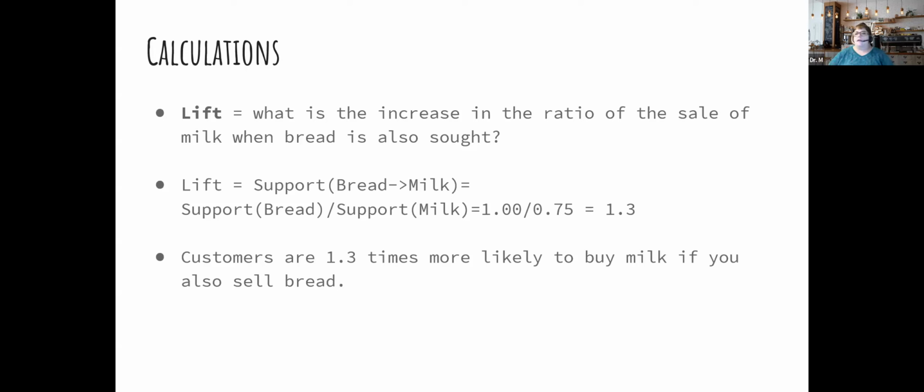Let me ask everyone, if you're a market owner, or you work for a market and you're trying to figure out how to put things together, what does this mean? If you know that customers are more likely to buy milk if you also sell bread, what decision would you make? How would you change a store? If you're on Zoom and you want to open your mic, you can do that.